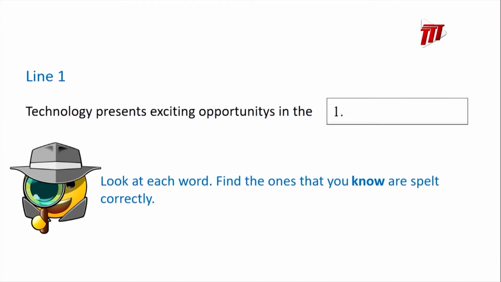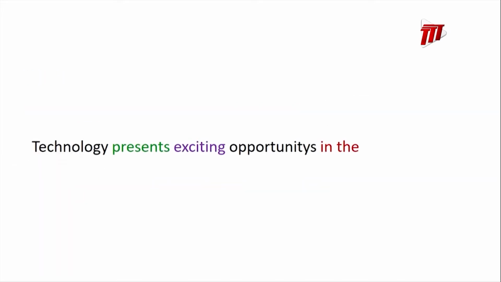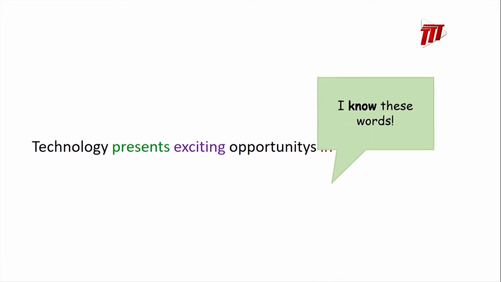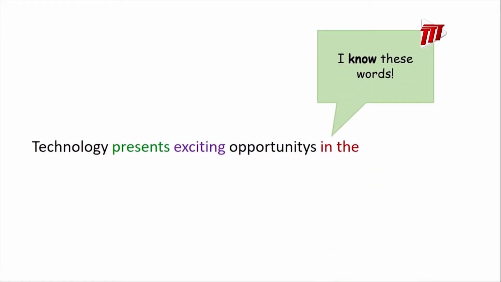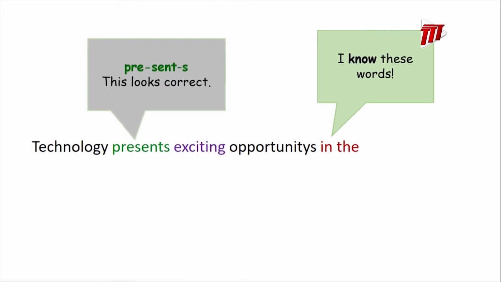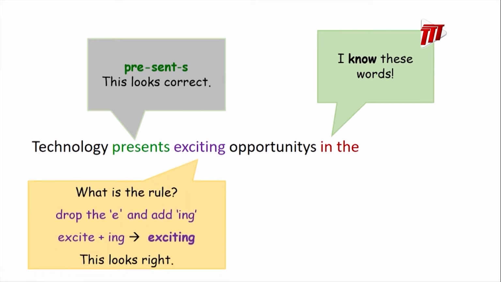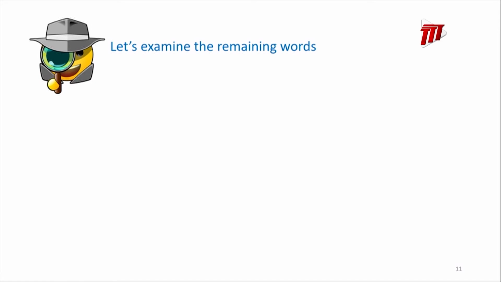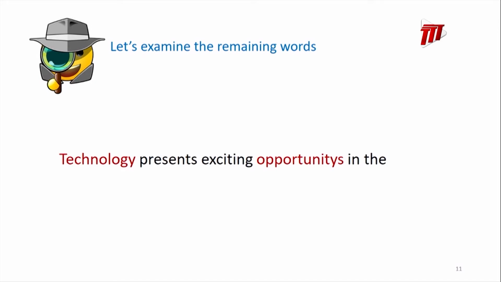Remember to look at each word, find the ones that you know are spelled correctly. We know words like presents and in the. Those words we know already, right? We know those words. What about presents, P-R-E-S-E-N-T-S? This looks correct. What about exciting? What's the rule for exciting? When we add ing to excite, we drop the E and add ing, so that's correct. What about technology? Does that look right? Let's examine the remaining words. Technology, opportunities. Technology, does that look right? Looks about right.